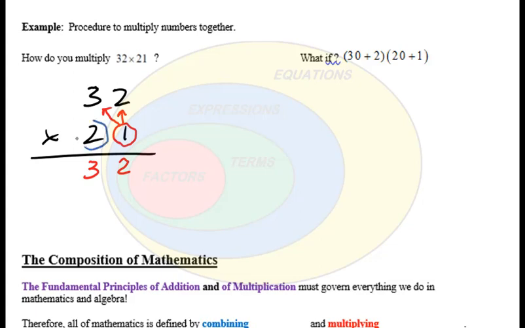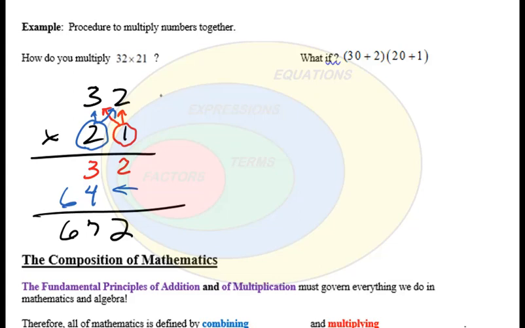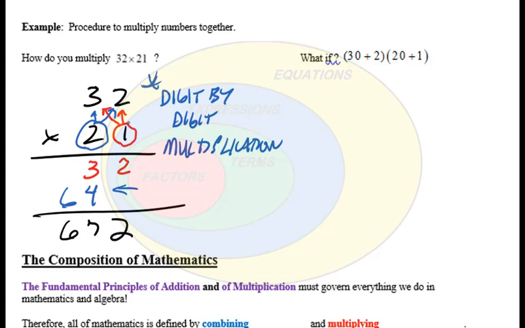But then you go to the next digit, 2, and when you multiply the 2 times 2, you have to move over, right? You either put a 0 here or move over 1 to start your answers. So 2 times 2 is 4, and then 2 times 3 is 6. Then everything's in columns, we just add them together, 672. So we might call this digit by digit multiplication. Each digit gets multiplied by each digit.